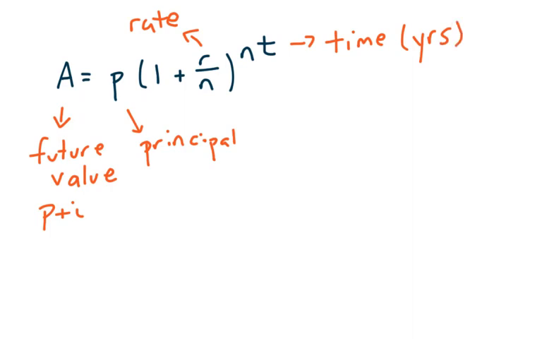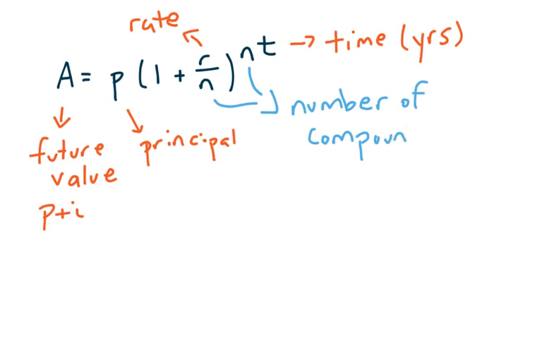And there's one more new item in here that we've got to take a look at, and that's this N. What does that N represent? That is the number of compounds per year. That is, how many times does the interest get compounded in a year? So the number of compounds per year. And there are some key values that we're going to use for N.